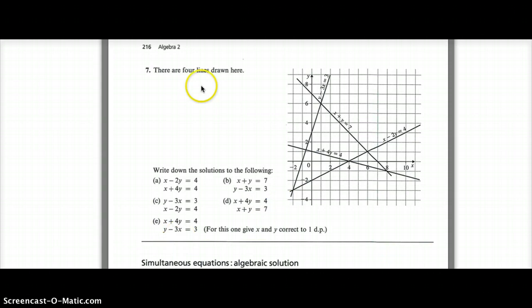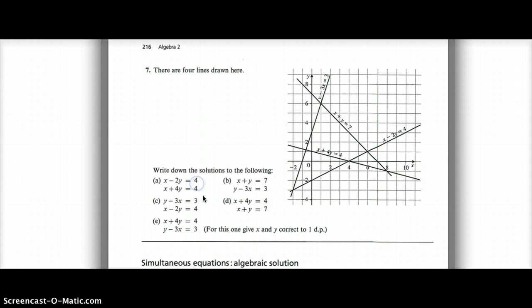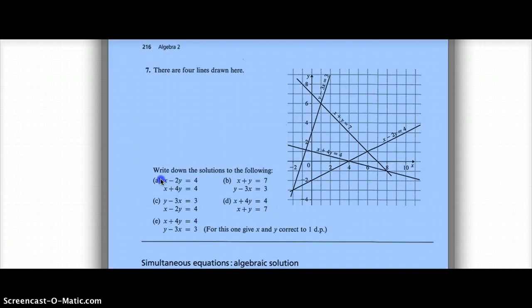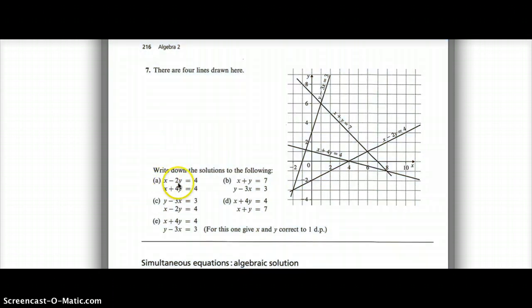All right, here's a nice problem, because they actually graph all the equations for you and then ask if you understand what the solution to these are. Okay, so let's take this one first. Okay, so x minus 2y equals 4 and x plus 4y equals 4. So let's find these two lines on our graph and see where they intersect.